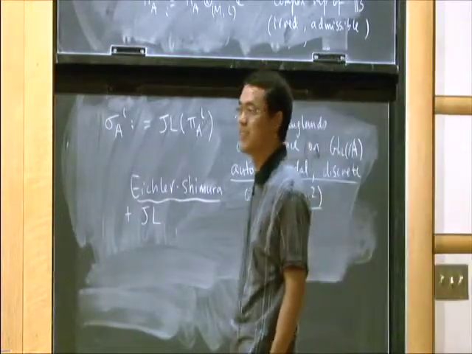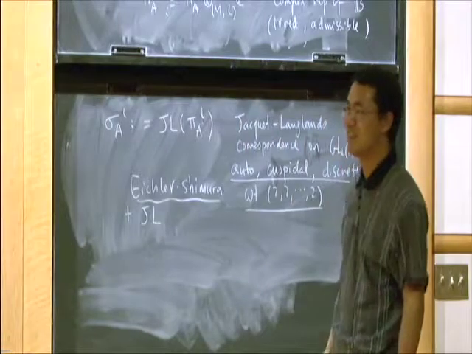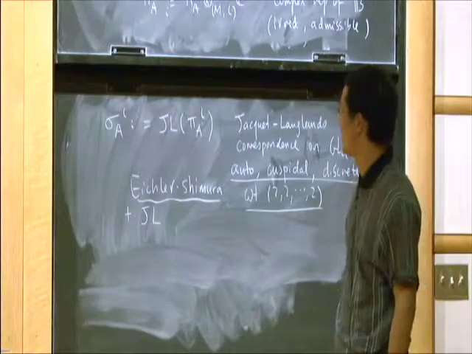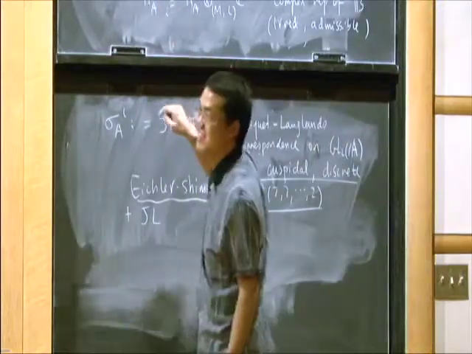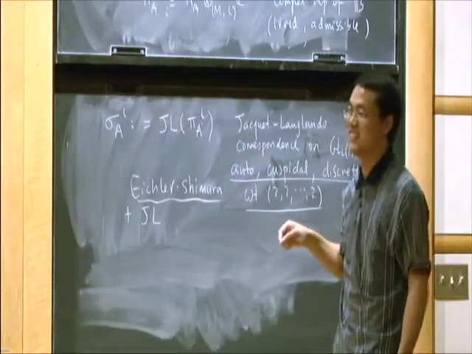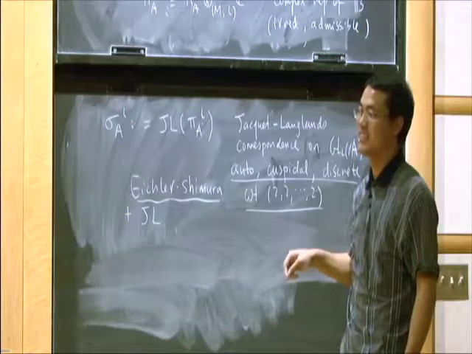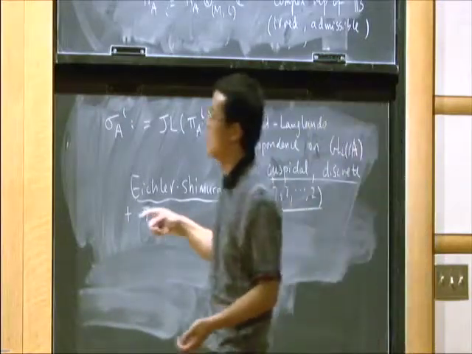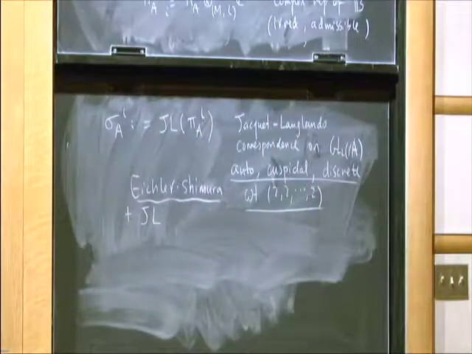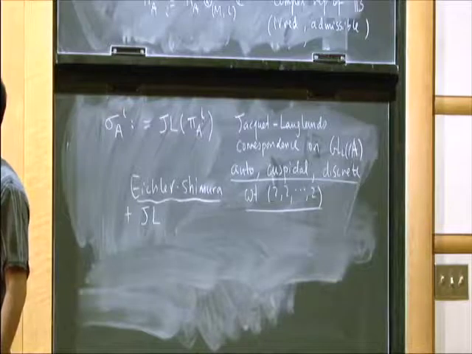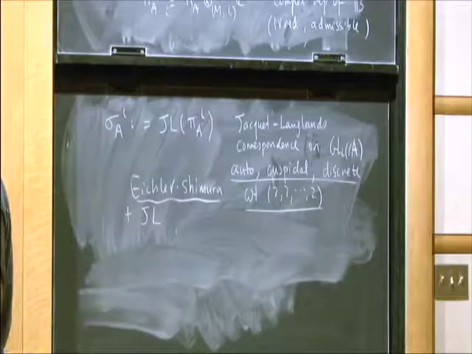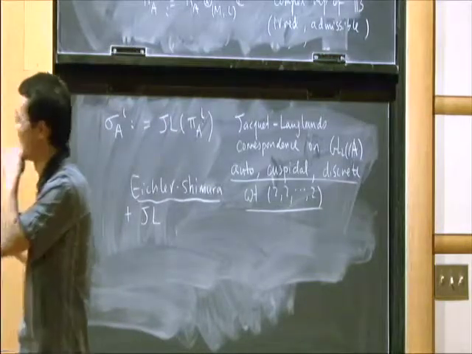I'm a little confused with the central character. Will it be trivial? Not necessarily. The central character of pi A, not necessarily. It's finite. So it depends on M. If M is totally real, then the central character is trivial. It's real. It still could be quadratic.